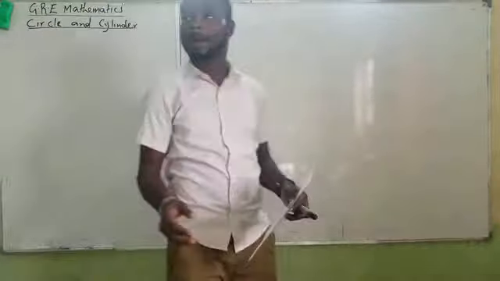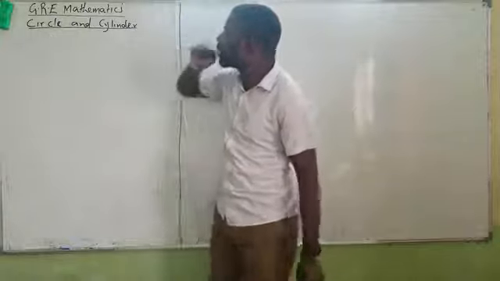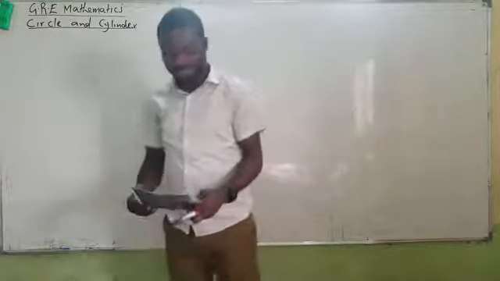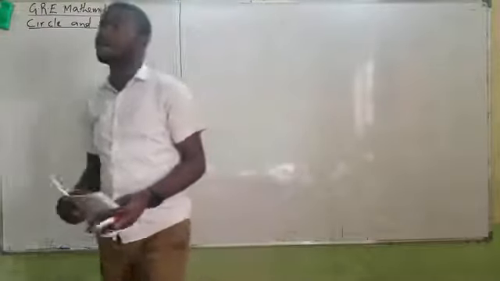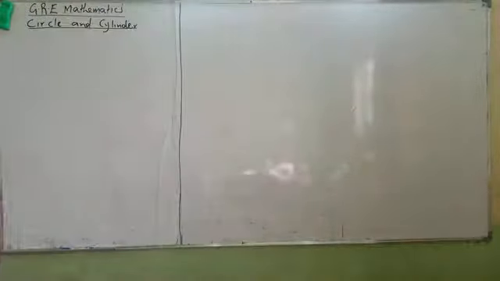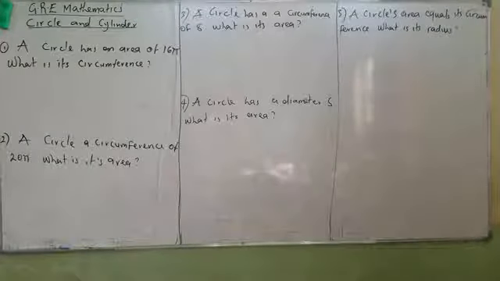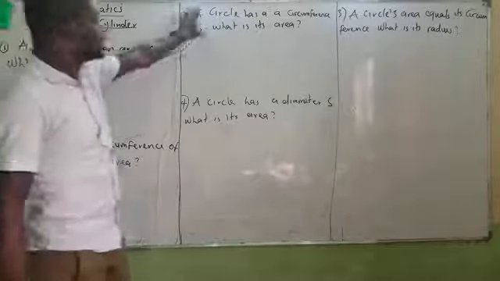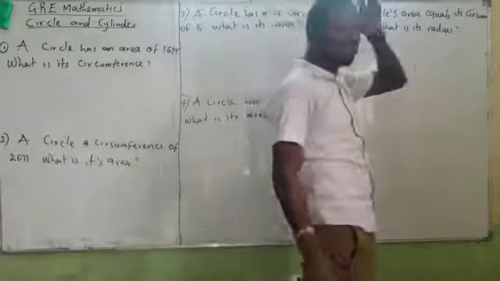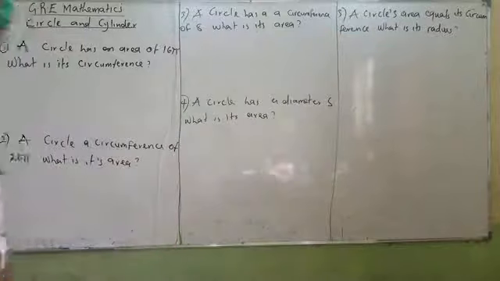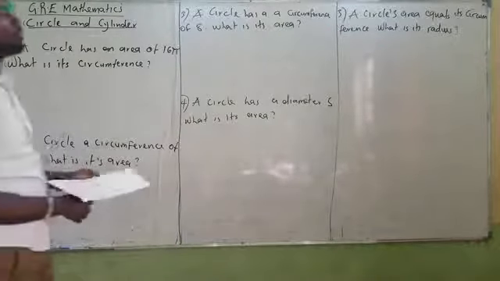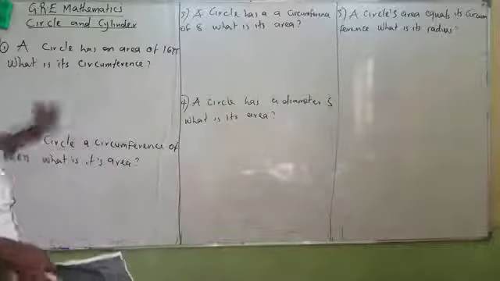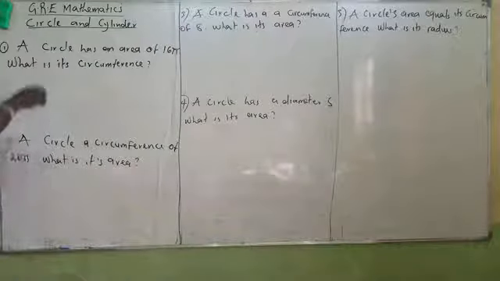In this video, I'm working on circle and cylinder. Now, I have some problems here, which I will write out and we will solve together. Permit me to write it. Okay, look at these questions, 1, 2, 3, 4, 5. Let's try to solve them, and by the end, you will understand how to handle this type of problem. These are word problems on shapes, and I'm still on circle.